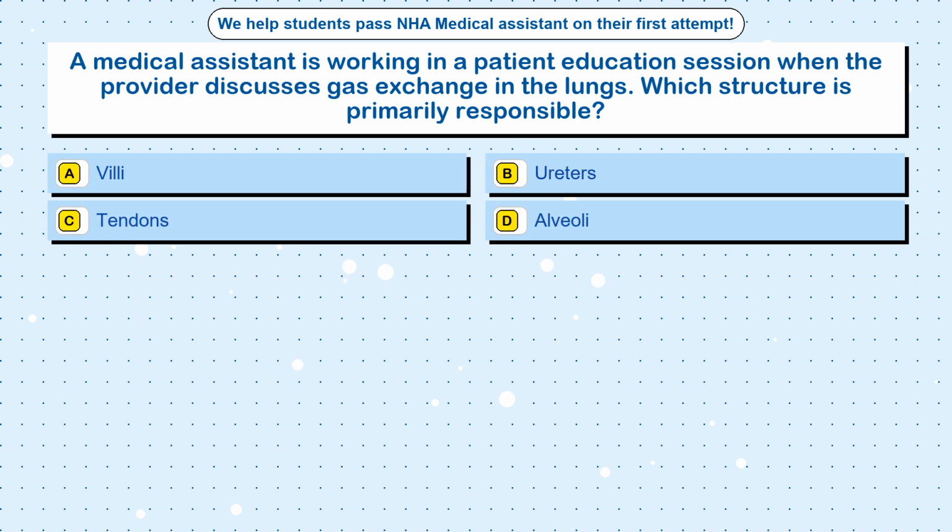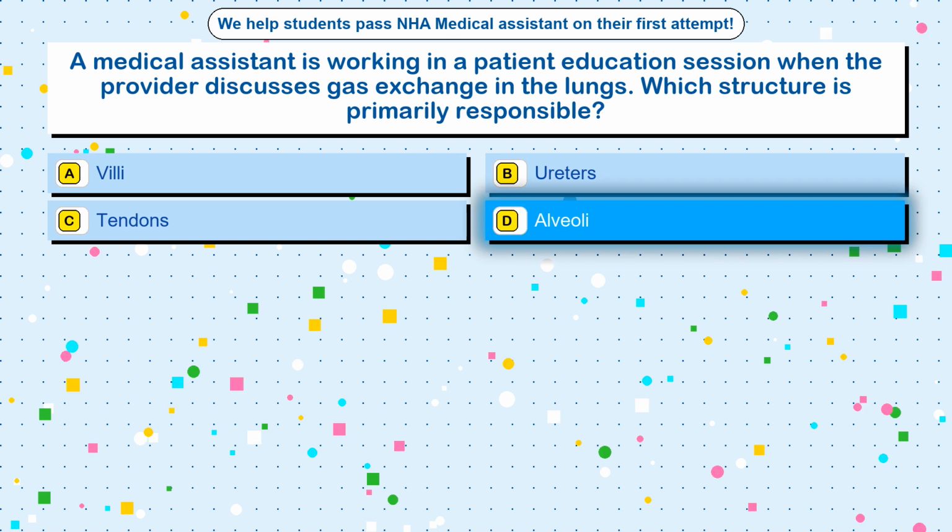Question 17. Which action should be taken before applying a dressing to a small wound for a routine outpatient workflow? Option A, reuse a dressing from the supply counter. Option B, perform hand hygiene and apply gloves. Option C, touch the wound without gloves. Option D, blow on the wound to dry it. The correct answer is option B.